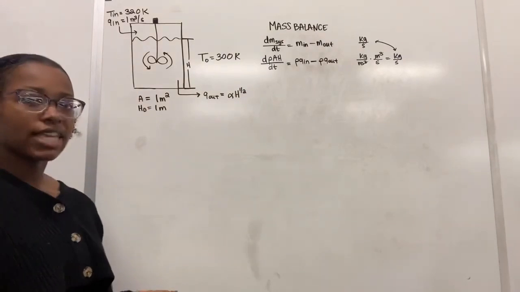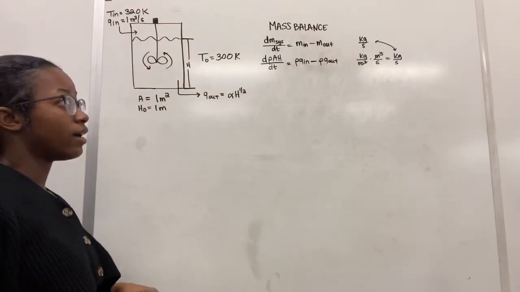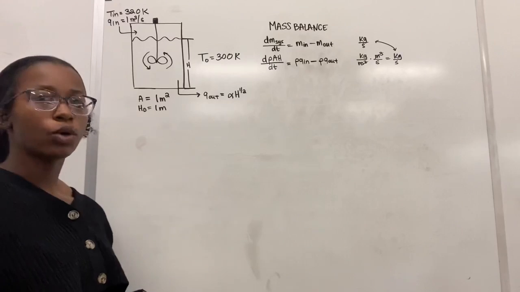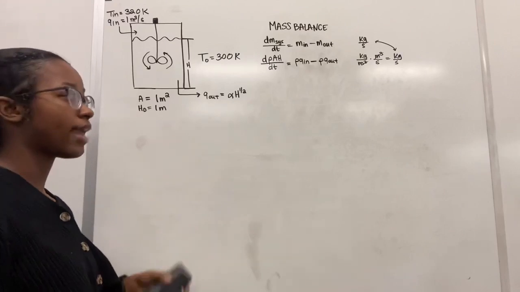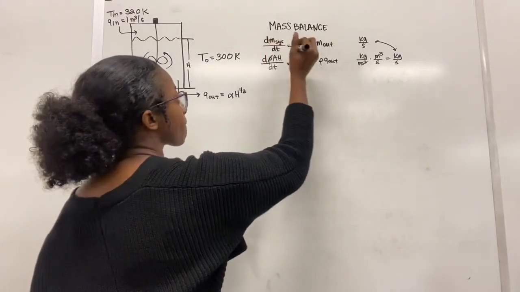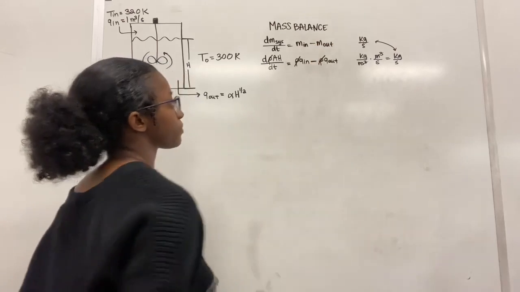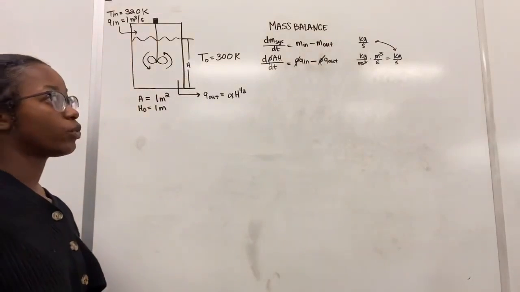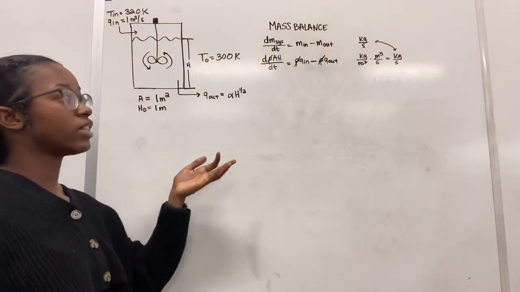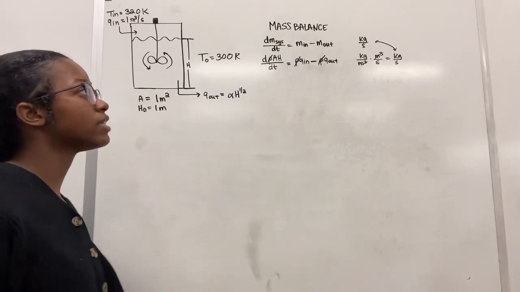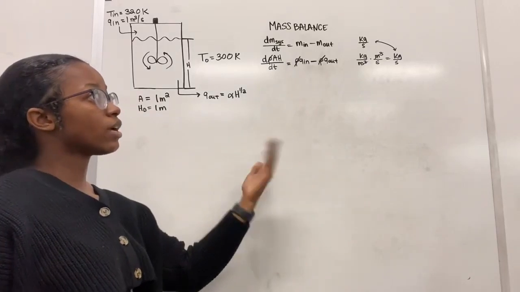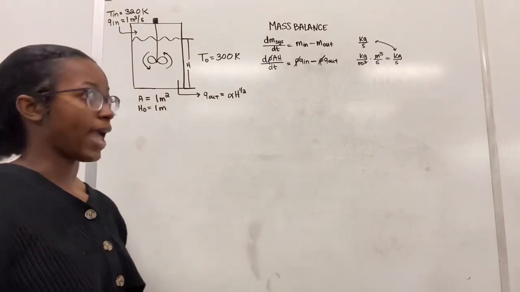But you'll also notice that there's a density variable in each term, so we can go ahead and cancel that out of each term. And we're left with the change in the area times the height with respect to time is equal to the flow rate coming in minus the flow rate going out.